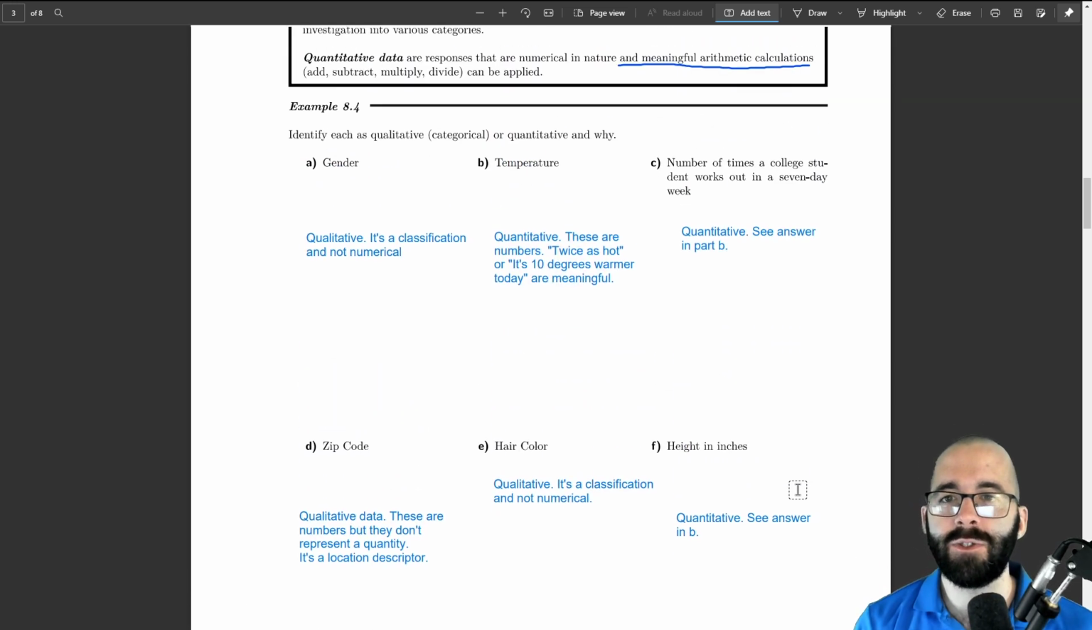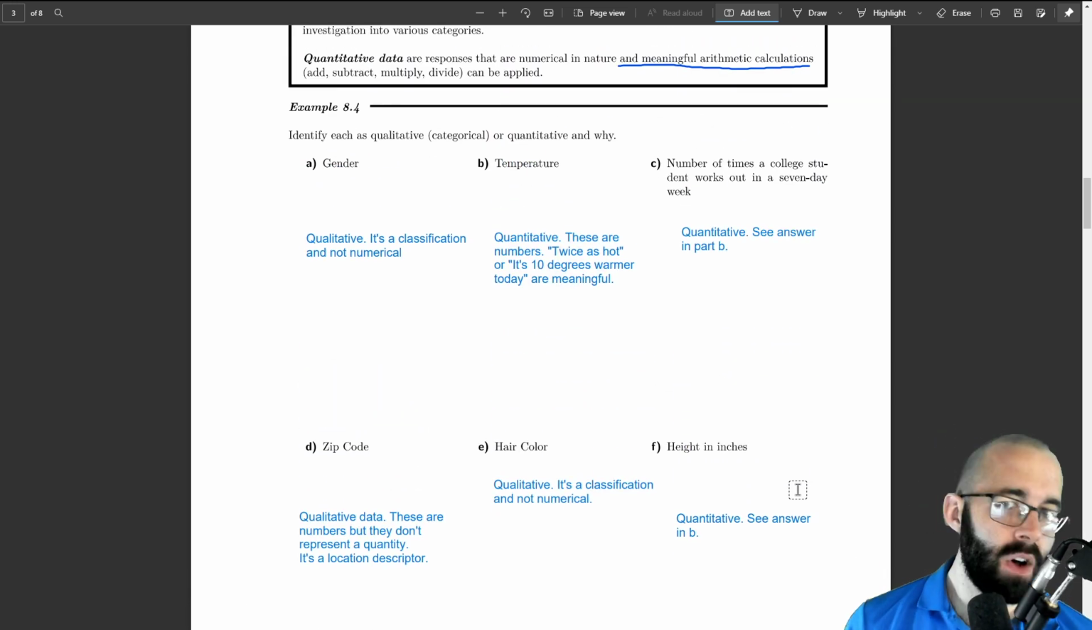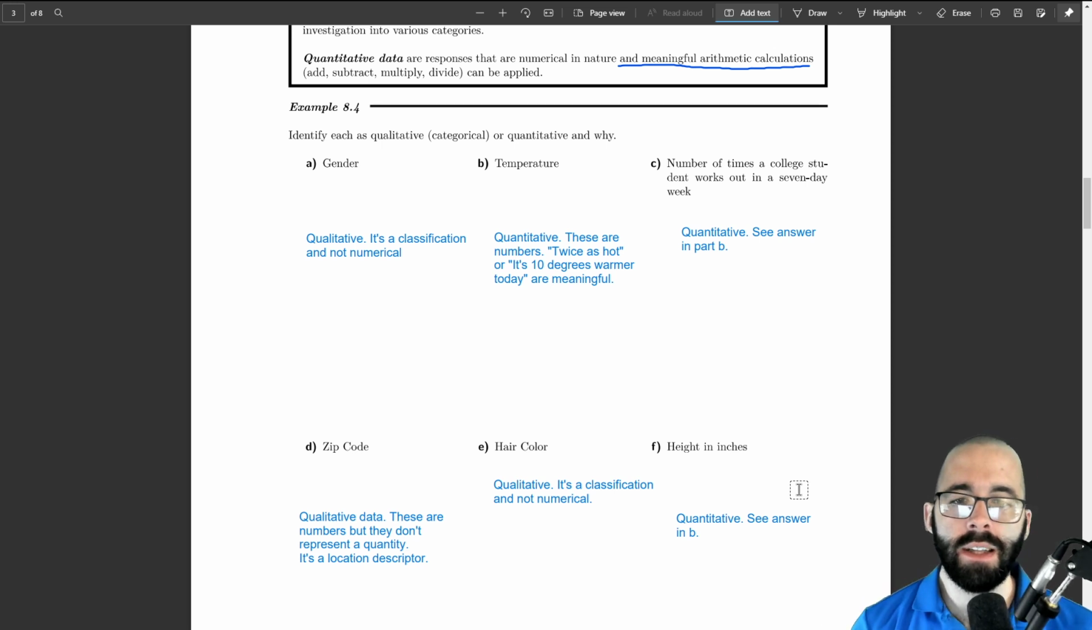Okay, so that's the introduction: qualitative, quantitative, otherwise known as categorical and numerical. Let me know if you have questions.